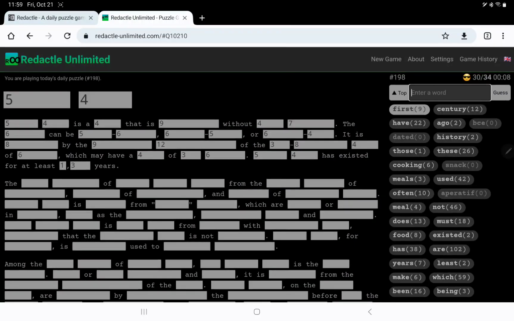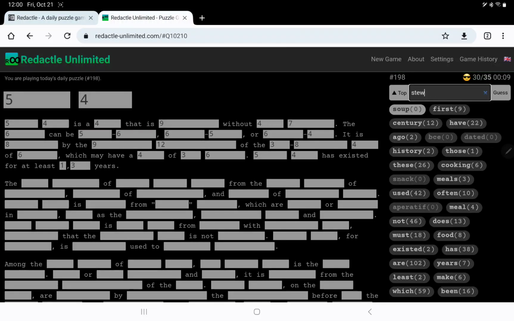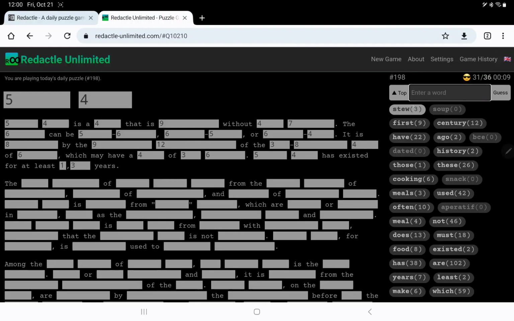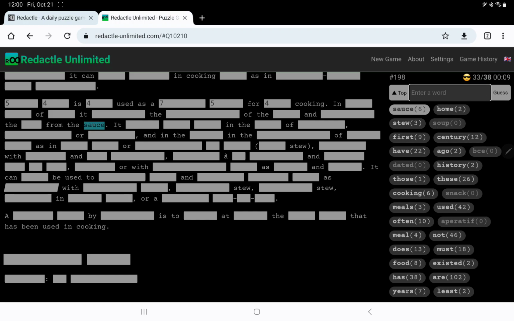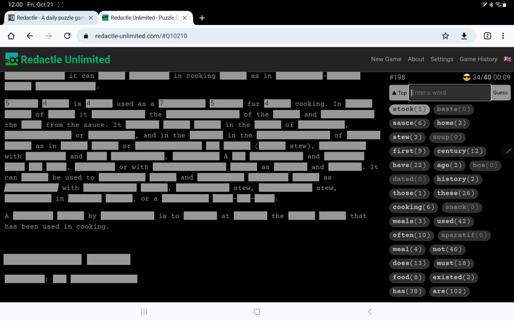Well, I'm just thinking here, if it's something that can be before a meal, then maybe it's some kind of soup. Let's try that. No, how about a stew? No, that would be more of a meal. Okay, five-four is something used as a seven-five for home cooking? No. It is used maybe as a sauce? Ah, well, we do have six sauces. Used as a baste? No, used as a stock. We do have one stock.